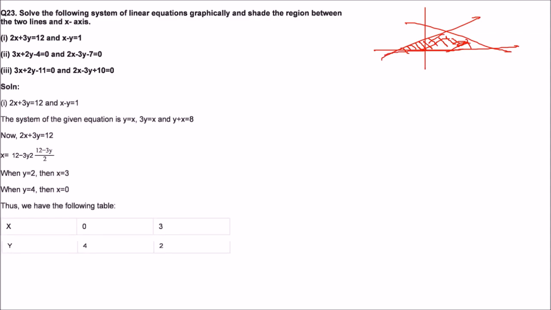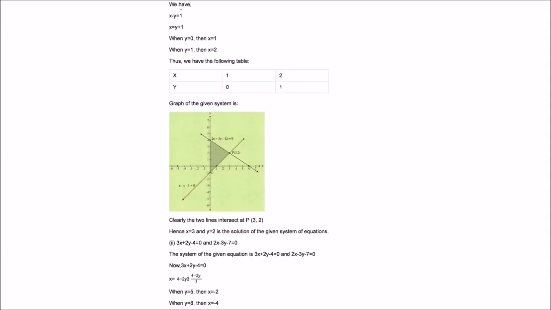Now solve the following system of linear equations graphically and shade the region between the two lines and the x-axis. So this is your x-axis, and if you have lines like this, this is the region you have to shade between the lines and the x-axis. Let us take 2x plus 3y equals 12 and x minus y equals 1. So x equals (12 minus 3y) by 2. Put y equal to 2, x will be 3; put y equal to 4, you get x equal to 0. So we'll make a line from that. Next is x minus y equals 1, so x equals y plus 1. Take the values and make these lines with these coordinates.